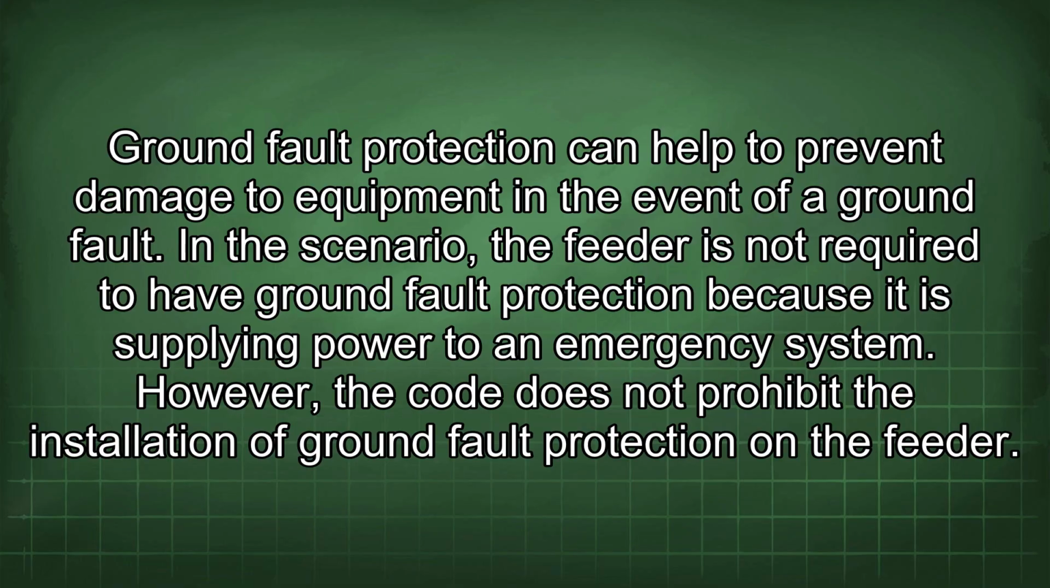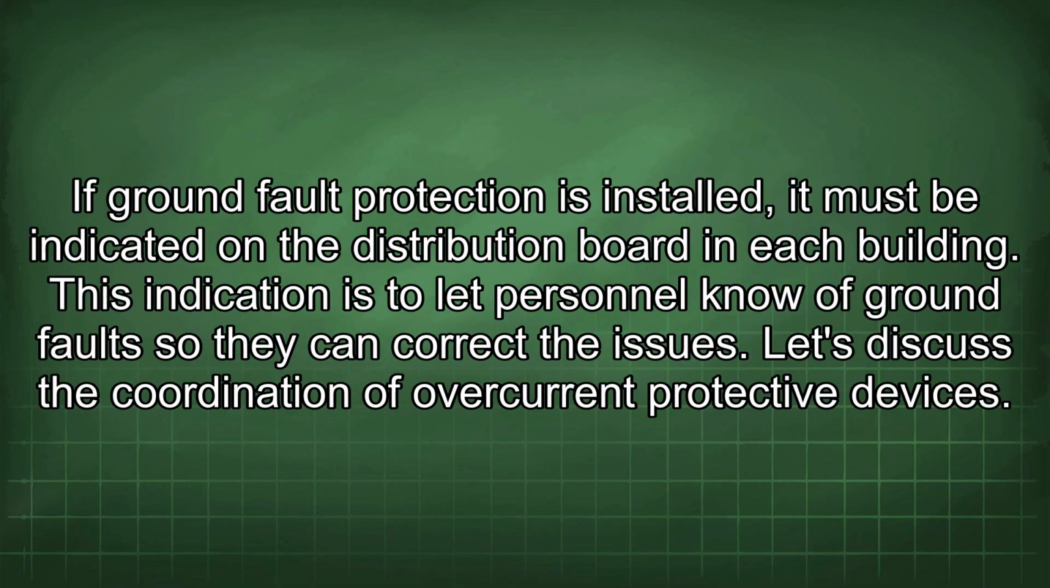In the scenario, the feeder is not required to have ground fault protection because it is supplying power to an emergency system. However, the code does not prohibit the installation of ground fault protection on the feeder. If ground fault protection is installed, it must be indicated on the distribution board in each building. This indication is to let personnel know of ground faults so they can correct the issues.